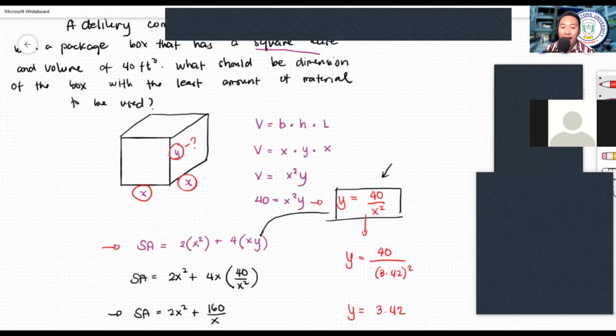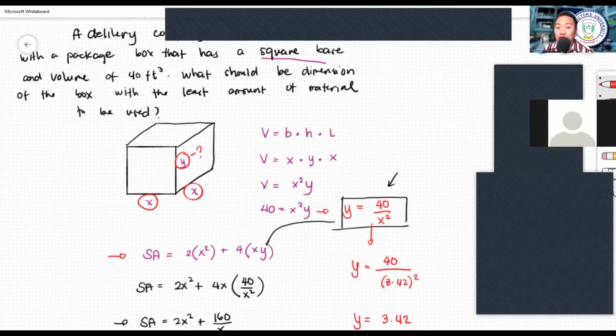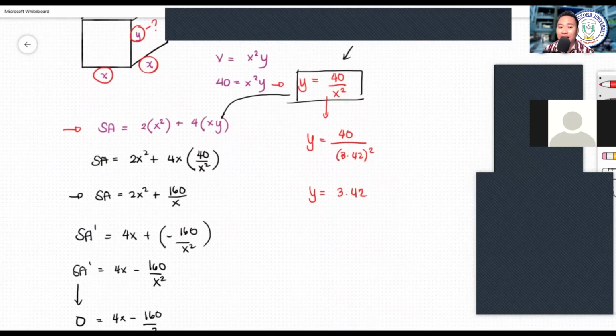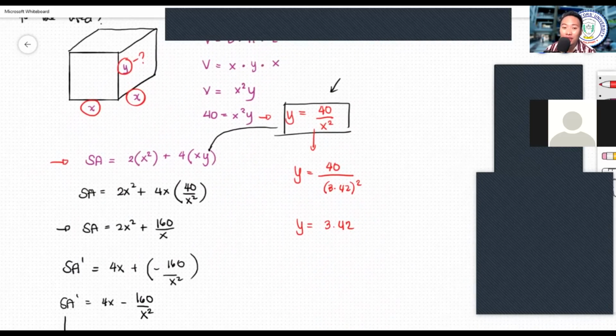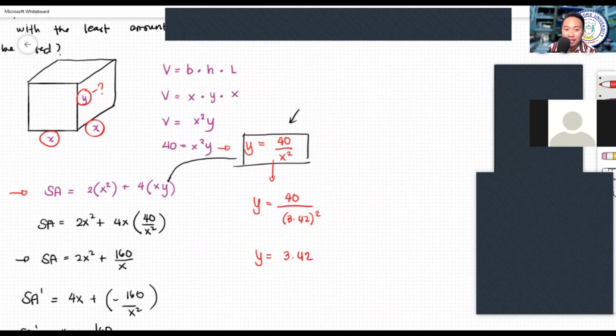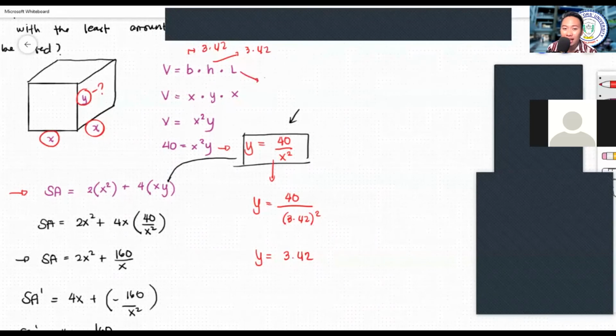So the answer to this question, guys: what should be the dimension of the box with the least amount of material to be used? The length, the base, and the height should each be 3.42. Any questions so far?